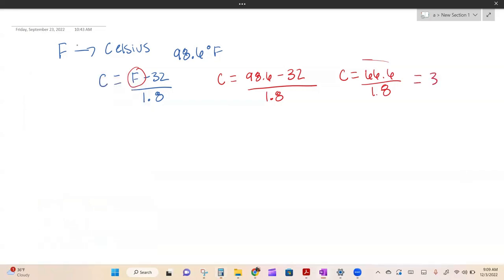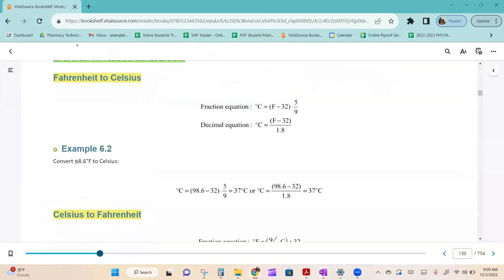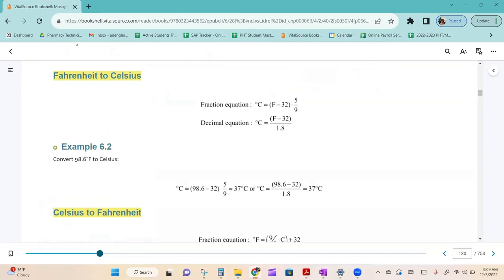And I get the answer of 37 degrees Celsius, which is the answer.